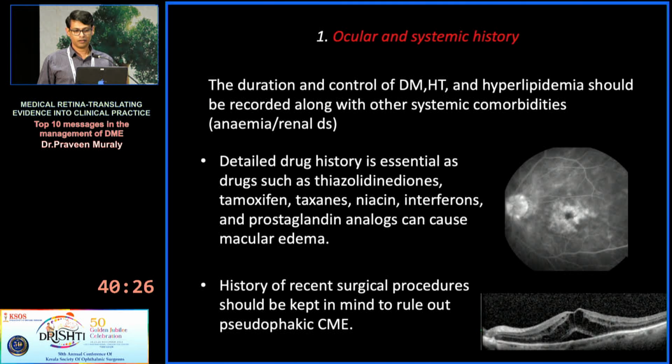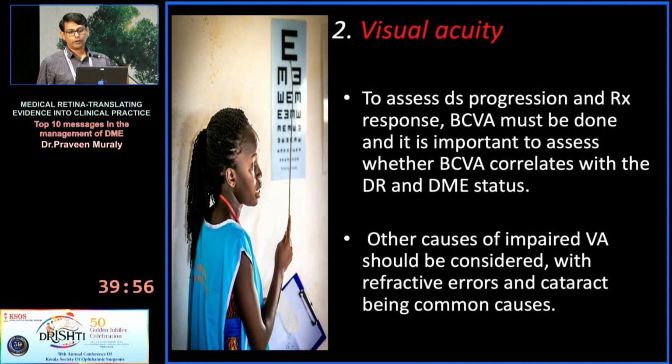I'll go stepwise, where we first start with the history. The duration and control of DM is very important. So each time a patient comes to you, this should be insisted on: ask for HbA1c. If we keep repeating this every time they come, at least we take the first step towards the control of diabetes mellitus. Along with that, the systemic comorbidities can also be asked about, like hypertension, hyperlipidemia, anemia, and renal disease. Second is the visual acuity. The best corrected visual acuity should be taken. This not only helps in assessing the progression, but also in seeing the treatment response.